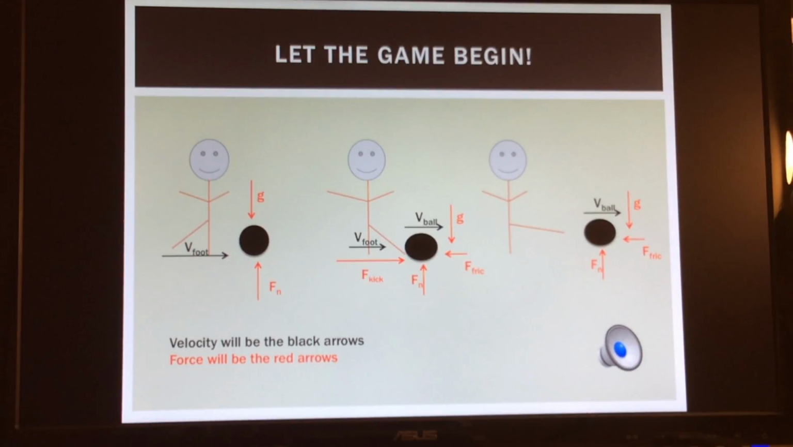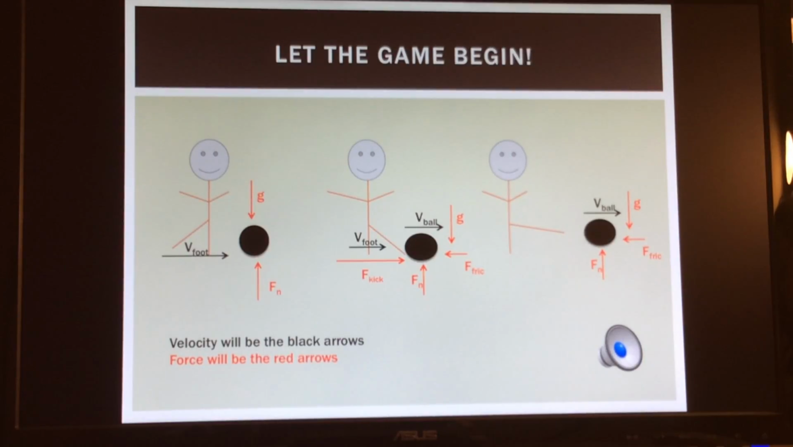Now let's talk about kinetic energy and potential energy. In the very first stick figure, his leg has a very high kinetic energy because it is moving. However, the ball has no kinetic energy because it is not moving. However, the ball does have a very high potential energy. In the second stick figure, where he is actually making contact with the ball, that energy is being transferred from his kick to the ball.